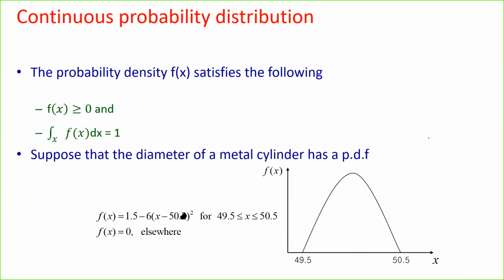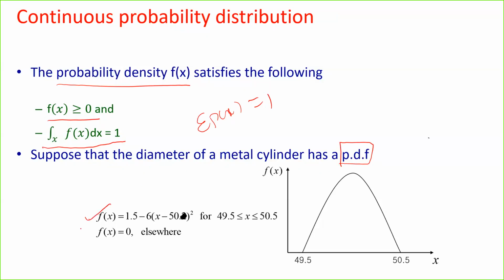Similar to the properties of the probability mass function in the discrete case, here also we have some rules. f of x, which is the probability density function in the continuous case, must be greater than or equal to 0. There it was the sum over p of x must be equivalent to 1. Here it is the integral over x of f of x dx that must be equivalent to 1. This is because it's a continuous case. And here is the diameter of the metal cylinder having this probability density function.